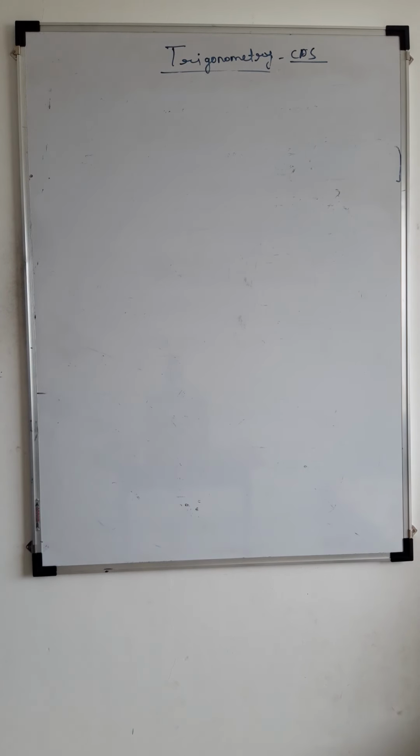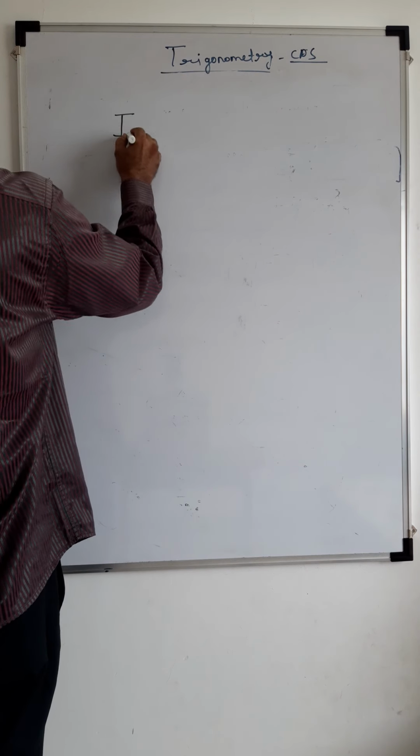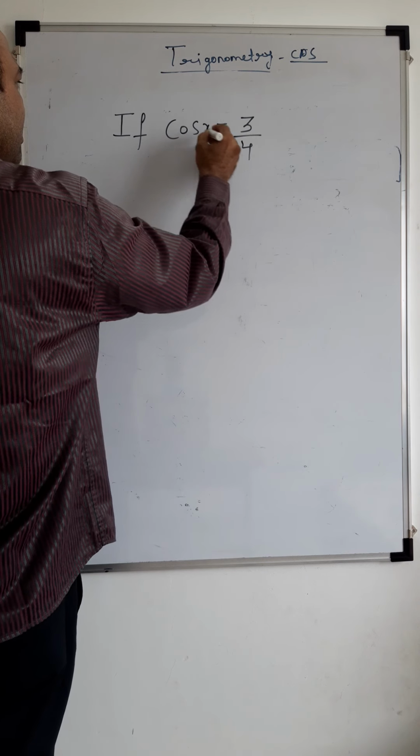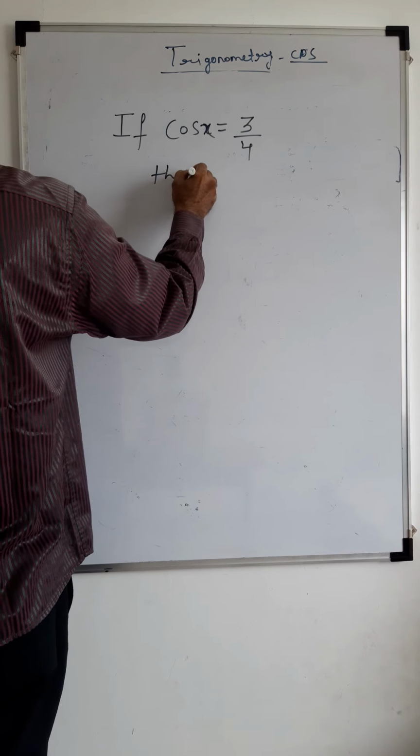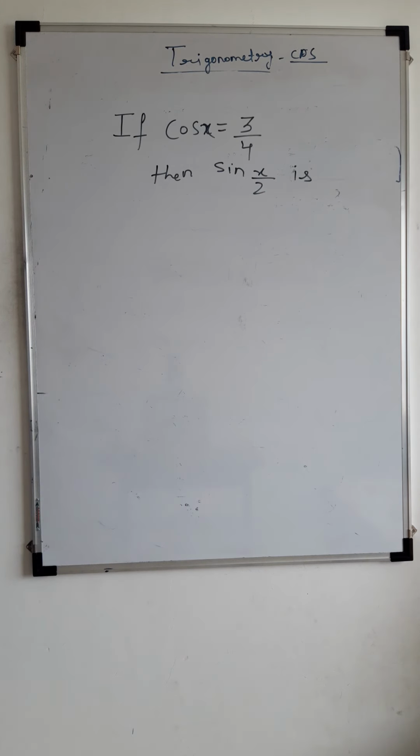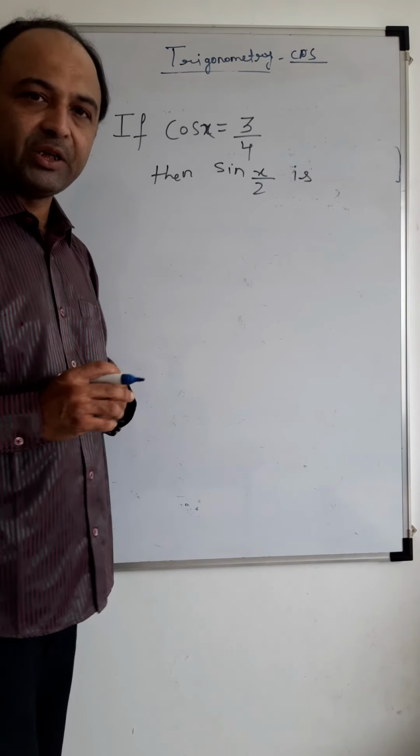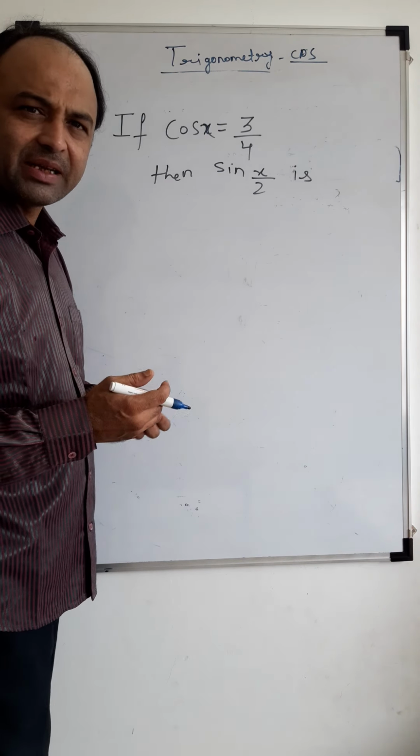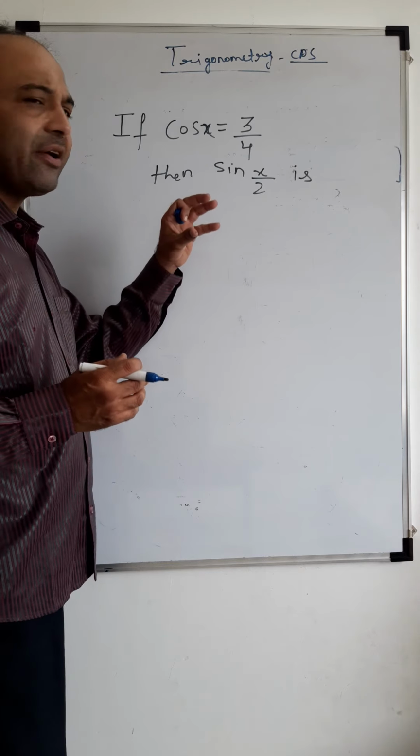So now we will move to some more situations. See, if cos x is equal to 3 by 4, then what is sin x by 2? Cos x 3 by 4 is given, then we have to calculate the value of sin x by 2, correct? This sum came in CDS 2017 or 16 somewhere. This is a very tricky one.